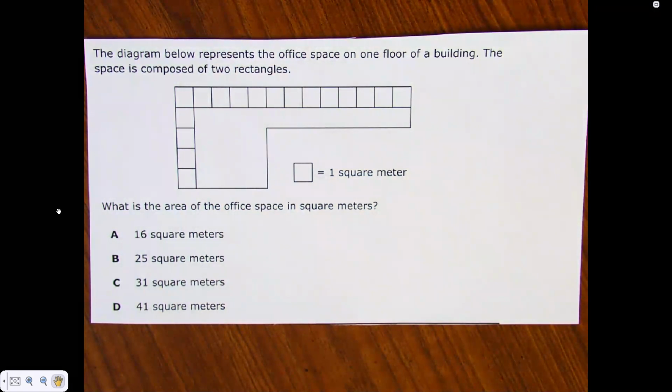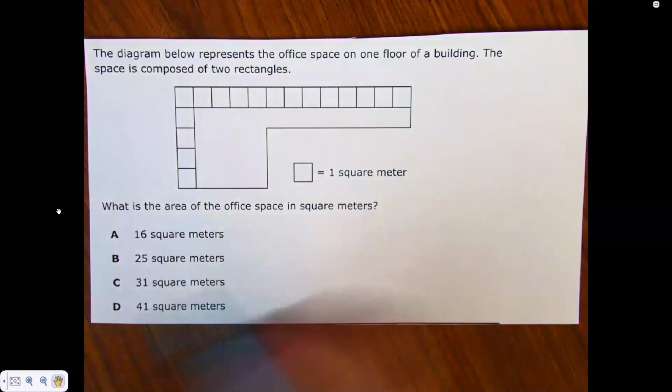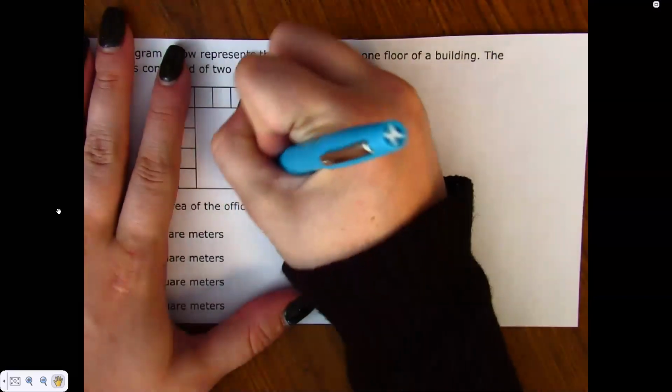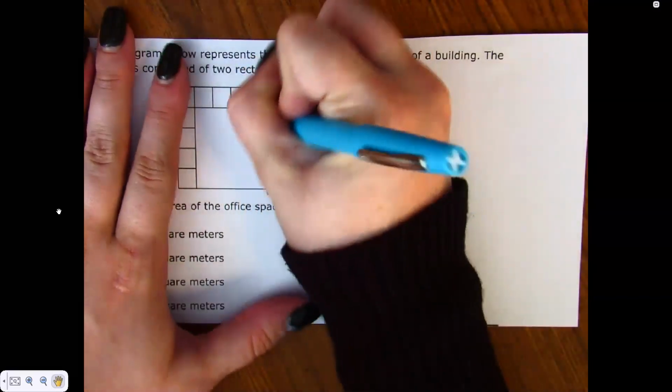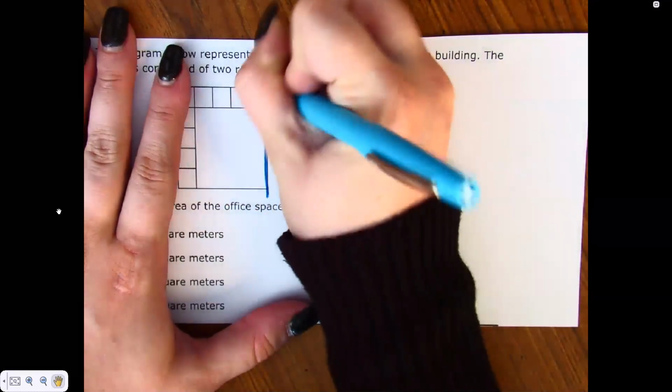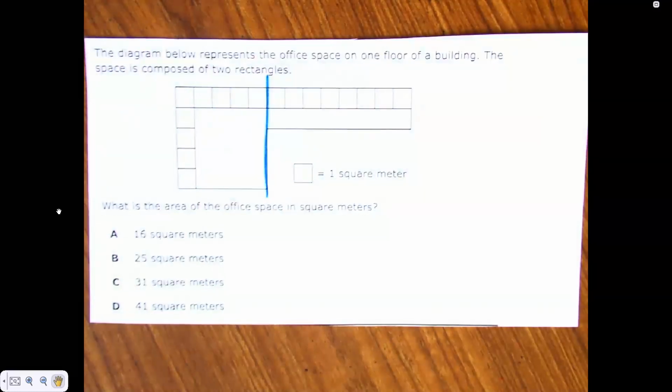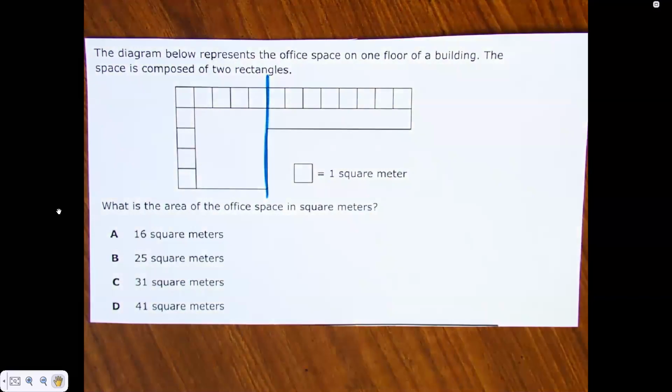I have two overlapping rectangles. You have to cross the line in the middle of the L. Good, Holly. I'm going to put a line in the middle of the L, because I know I have two rectangles. Okay? Now what do I need to do? Camila, what am I going to do?